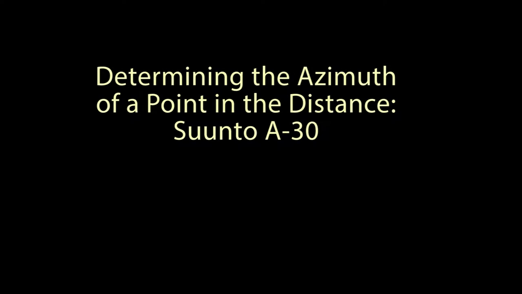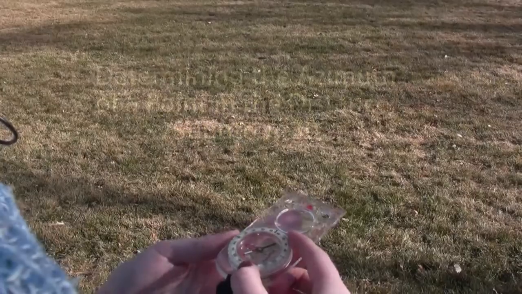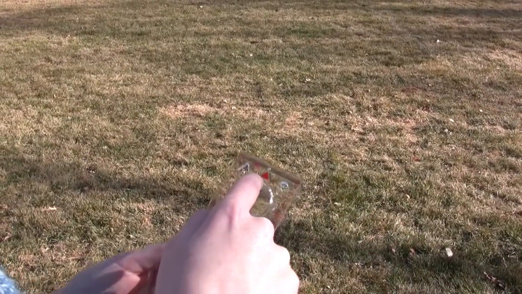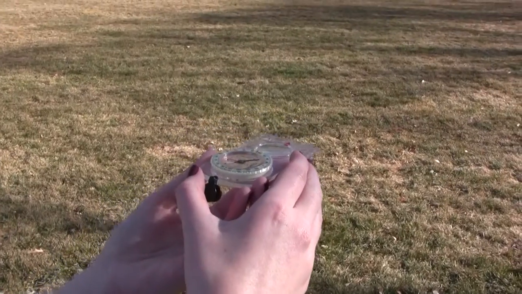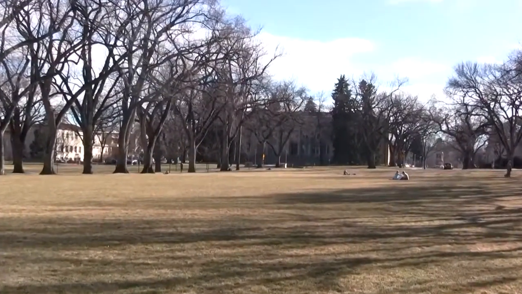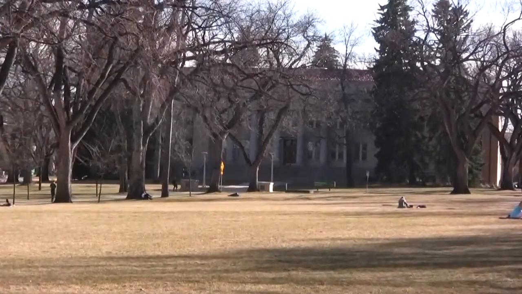Now we are going to find an azimuth off of an object in the distance. For this compass, you're going to want to line up the direction of travel arrow, this red arrow right here, with the object in the distance that you're going to, the doors on the admin building, and you're going to want to keep the compass as level as possible.